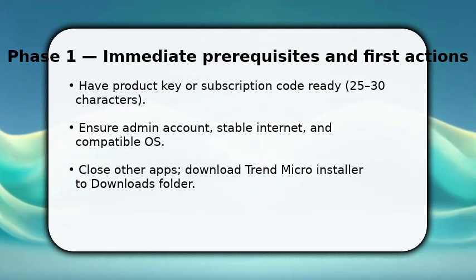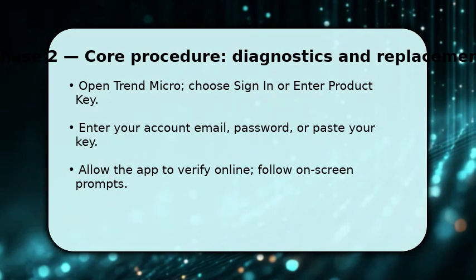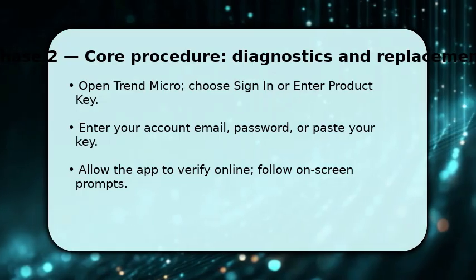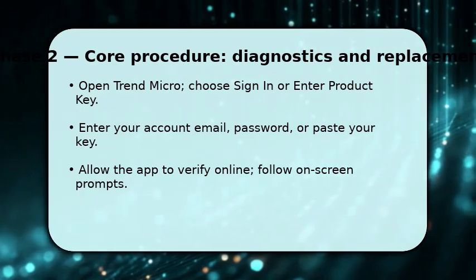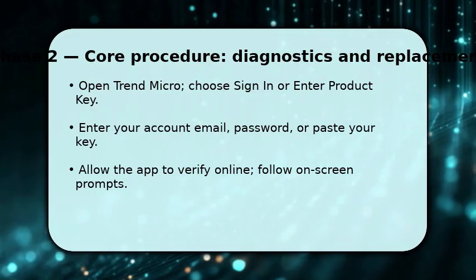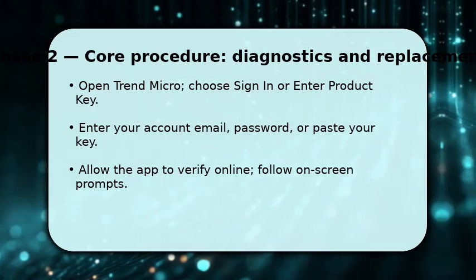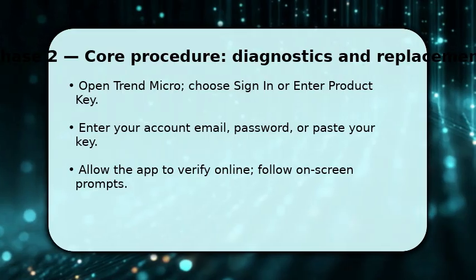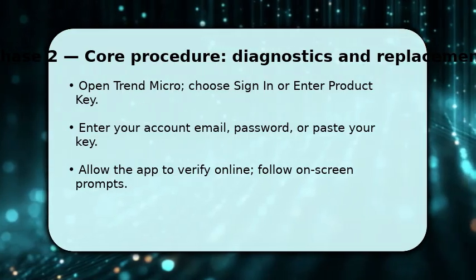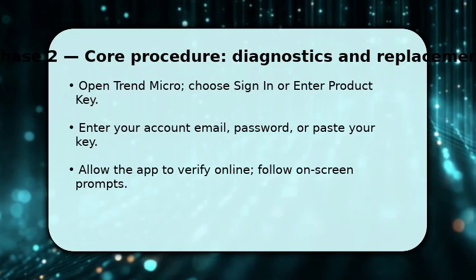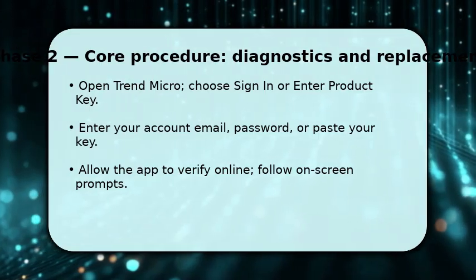Next, you'll sign in and apply the key. Once the installer hands you off, open Trend Micro and choose Sign In or Enter Product Key depending on your purchase. If signing in, use the email tied to the subscription. If entering a key, paste it exactly. You'll see online verification and possibly a choice of device protection settings. Pick the default if unsure.